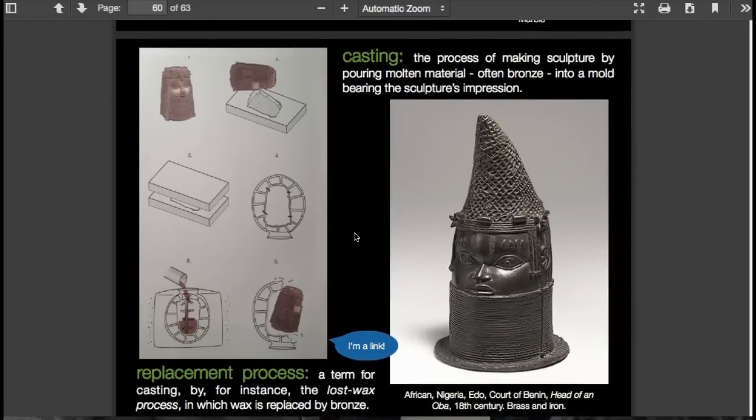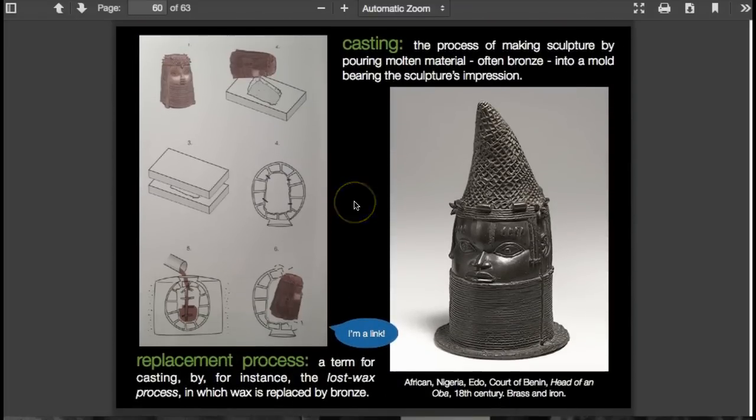Okay, let's talk about another sculptural technique called casting. This is the process of making sculpture by pouring molten material, often bronze, into a mold bearing the sculpture's impression. And so we call this also a replacement process. You can look at this chart and see how this works, that you're replacing one material with another. There's a link about how this works.